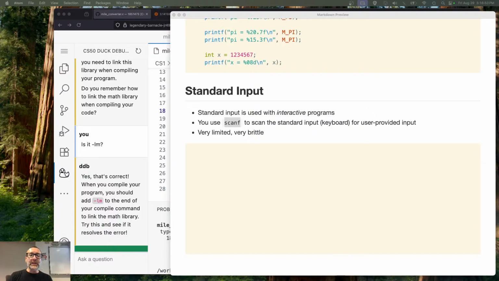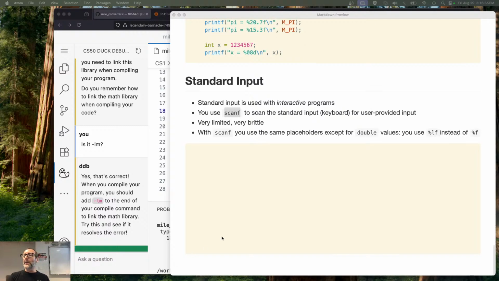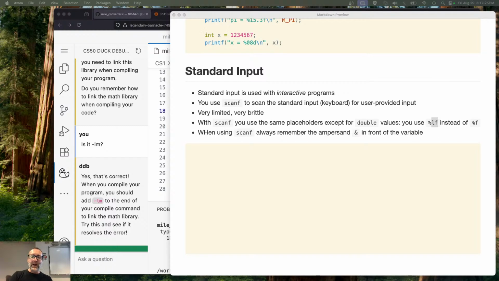The only difference between printf and scanf is with doubles. With scanf, you use the same placeholders, except for doubles, you use %lf instead of %f. The reason you use lf is that l stands for long. It's a long float. It's telling scanf to expect a 64-bit number rather than a 32-bit number. And then finally, when using scanf, always remember to use the ampersand in front of a variable. Again, magic for now. We'll talk about it later, though.